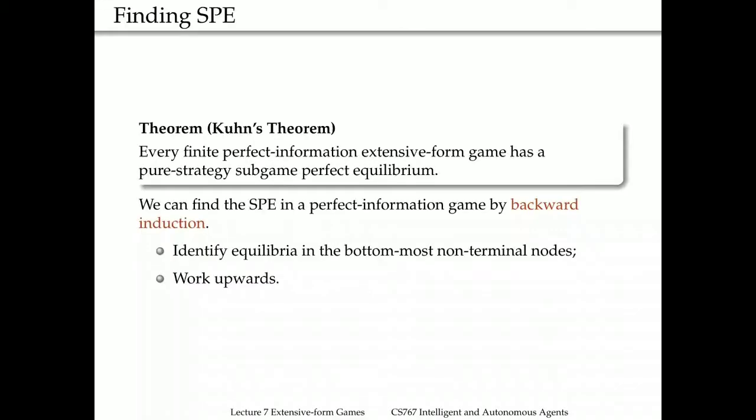In fact, Kuhn's theorem, which is also fundamental to game theory, says that every finite perfect information extensive form game has a pure strategy subgame perfect equilibrium. So for this case, it's okay just to consider the pure strategy equilibrium now. Right? We can find the SPE using an algorithm called backward induction.